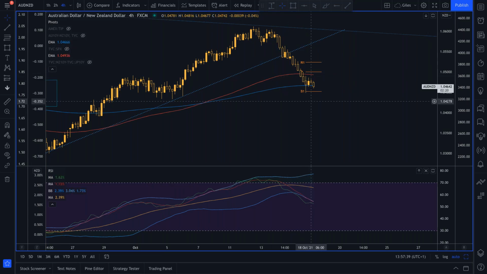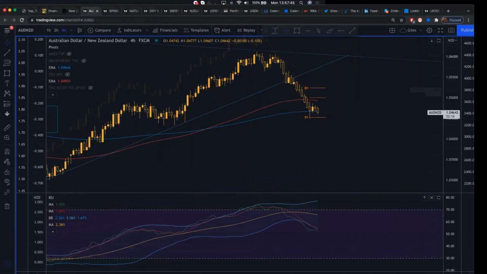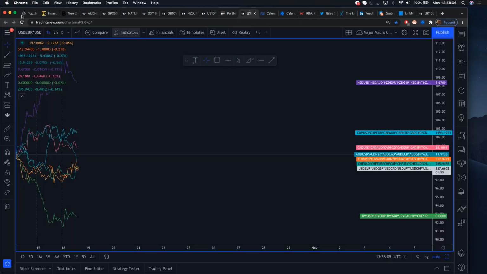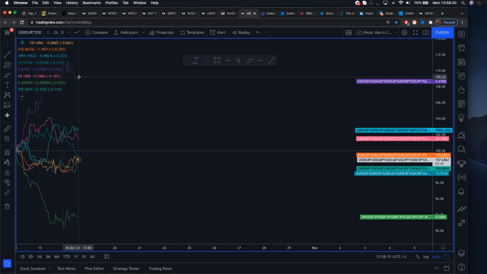So I've got one position running. I've added a second position, and it's all on the very high inflation data out of New Zealand. Massive increase. Now, is the New Zealand dollar stretched? Well, yes, it is. Let's look at some strength here. You can see since the 14th of October, the New Zealand dollar has been the strongest currency out of all the currencies. So it does look quite stretched.